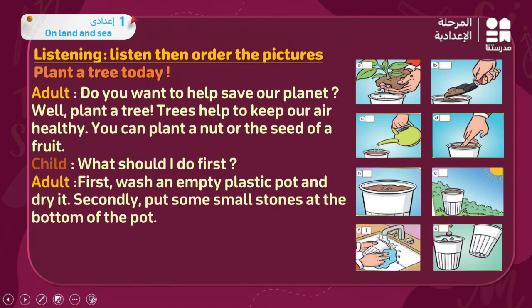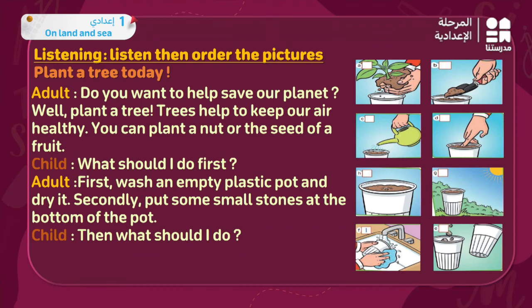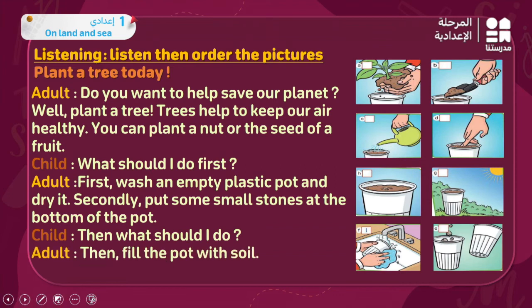First, wash an empty plastic pot. We have to wash an empty plastic pot and dry it. Secondly, put some small stones at the bottom of the pot. Then what should I do? Then fill the pot with soil. After that you have to fill the pot with soil, like this.